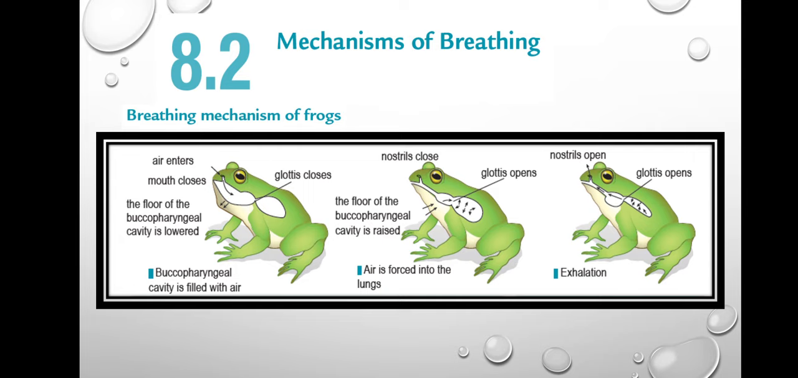Okay, you see here we have new term. We call it buccopharyngeal. So buccal means mouth cavity, pharyngeal means the throat cavity. So when we combine, we call it buccopharyngeal. So this is a new word. Okay, you must know. Okay, that means it's a region or the cavity between the mouth and the throat. So when the air or when the frog want to get the air in, okay, they will actually lower the buccal cavity. Means it's like make this area bigger so that it fill up with all the air lah.